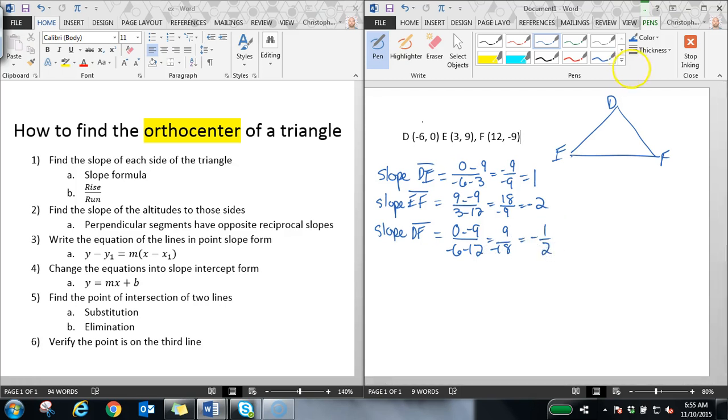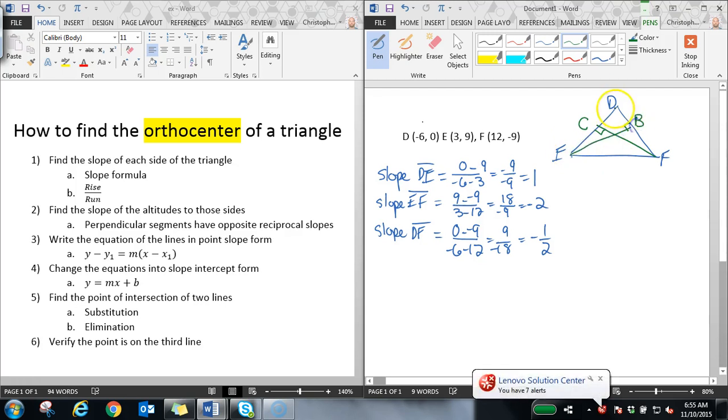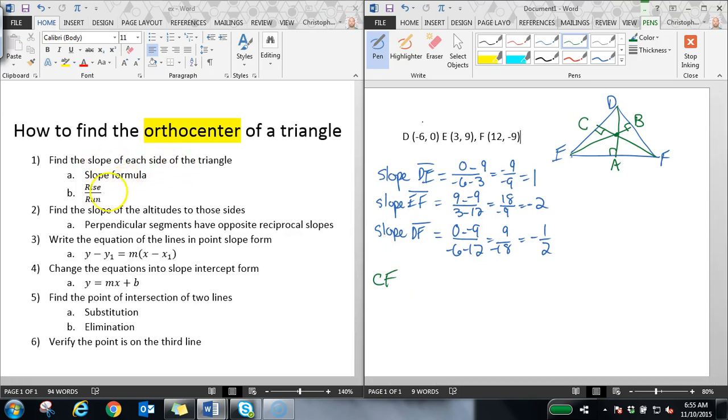But we want to find the opposite reciprocal. So the next thing I'm going to do is draw these. Make that C. I'm going to draw from E over to B, and D down to A. And it should intersect here, but it's just a rough drawing. We just want to be able to reference stuff. So we've found the slope of each side. We use the slope formula because we can't count. Now we need the slope of the altitudes of those sides.